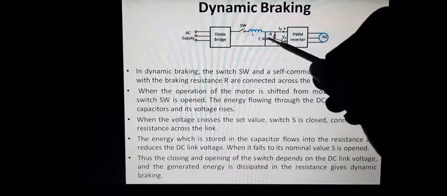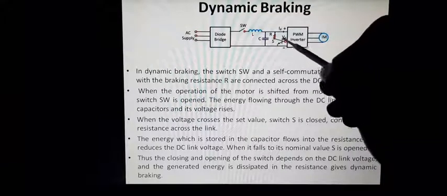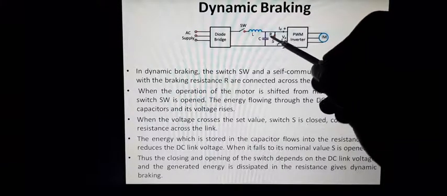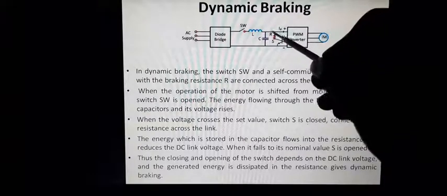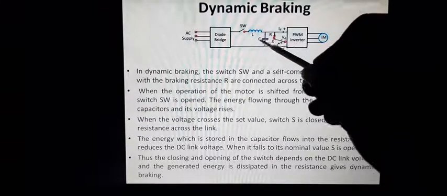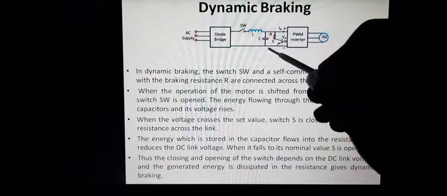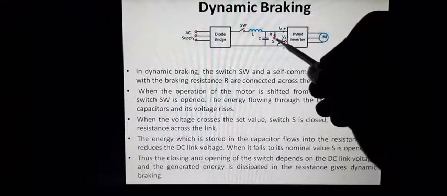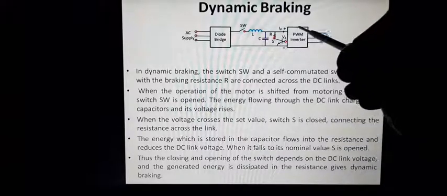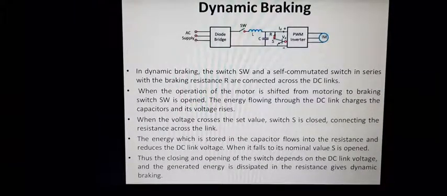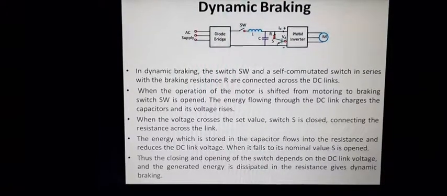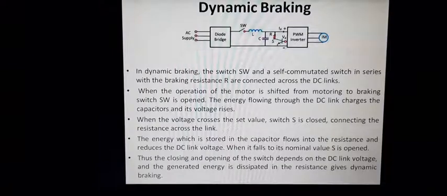Once this capacitor is completely charged, then again the switches will get closed, and the power which is stored in the capacitor will be dissipated through the resistor. When the voltage across this DC link, or when the voltage across this capacitor falls below a nominal value, then at that particular instant we will be opening this switch S. So this is how we are doing the dynamic braking in the case of induction motor for DC drive, in the case of PWM inverter fed induction motor drive.